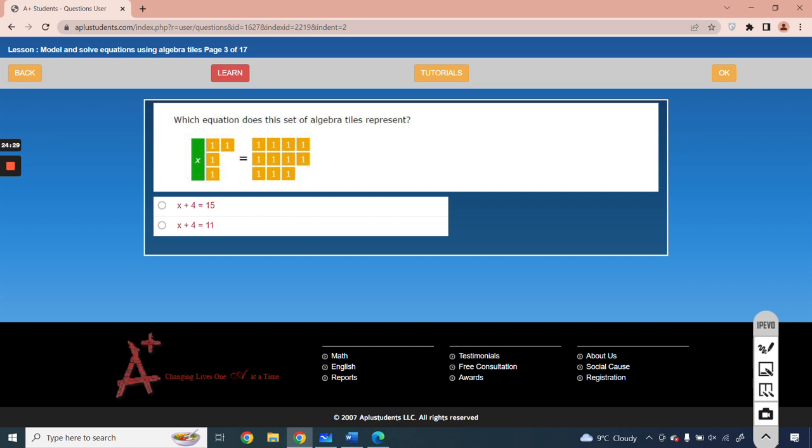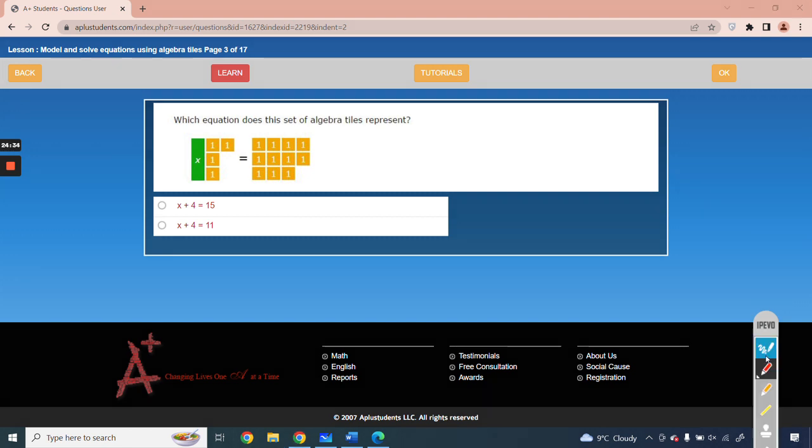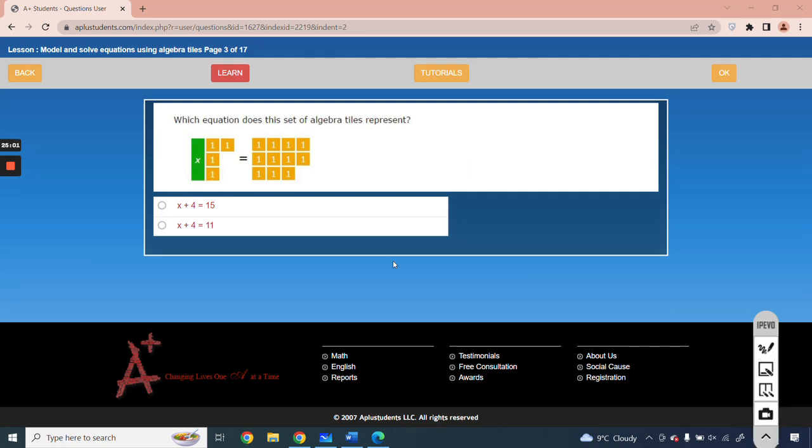Okay, which equation does the set of algebra tile represents? So which is the correct option? Okay, now on the left hand side you have just 1 green tile that represents the x, and 4 tiles with 1. That means 4 is adding to x, so it would be x plus 4. Got it? And on the right hand side we have 1, 2, 3, 4, 5, 6, 7, 8, 9, 10, 11. It would be x plus 4 equals 11. Got it? So option number 2 is the correct option. Just select the correct option and click on the OK button.